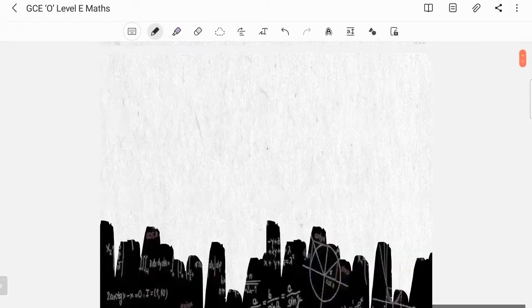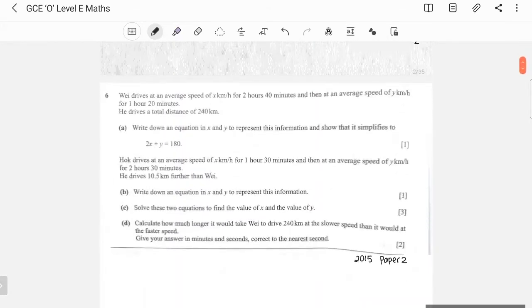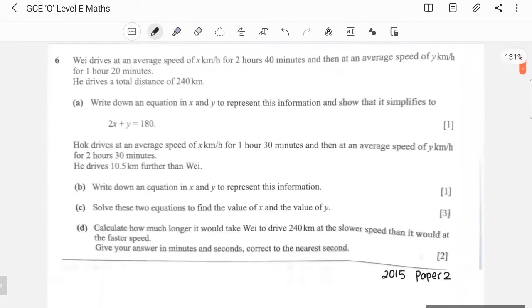So let's take a look at some questions. For the first question that I'll be going through, it comes from the 2015 paper 2, question 6. This type of question comes up quite often, where we have to connect different equations together and solve in order to find the time taken or the distance traveled, etc.